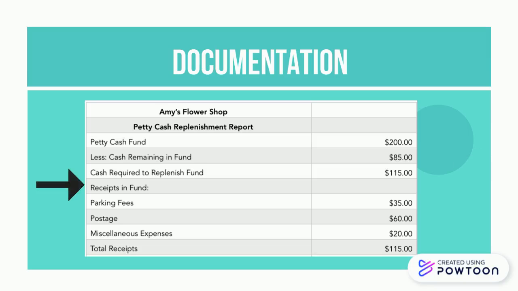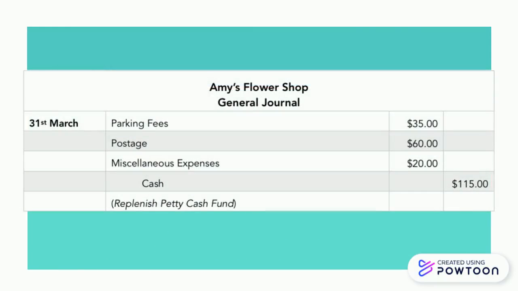It also includes the receipts in fund, which includes all our minor expenditures. As you can see, the cash required to replenish the fund equals the total receipts. Then a journal entry is made to record the replenishment of the petty cash fund, where the parking fees, postage and miscellaneous expenses are debited and the cash is credited.